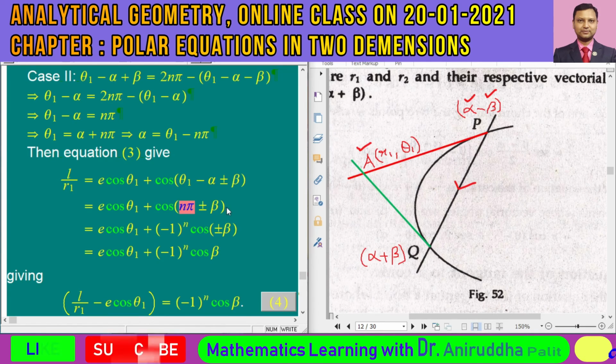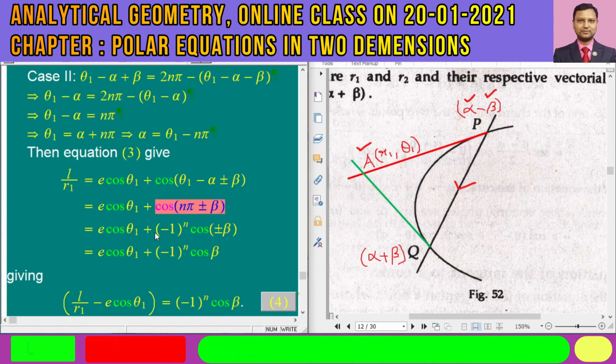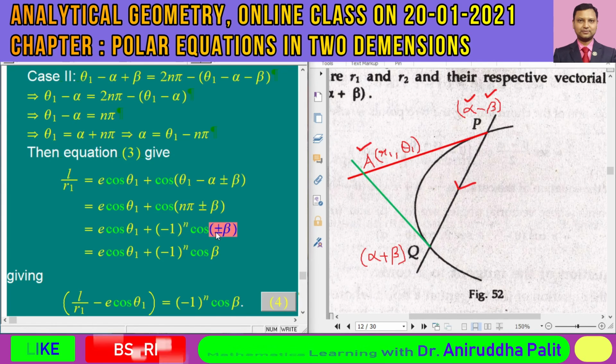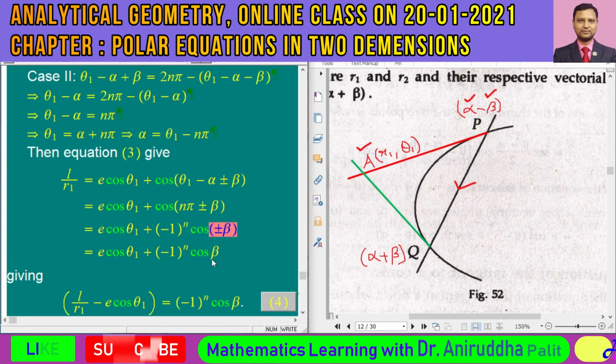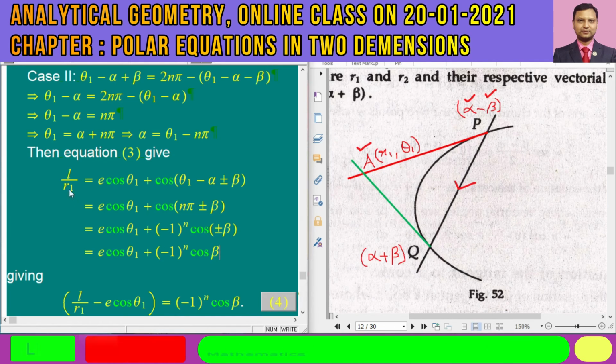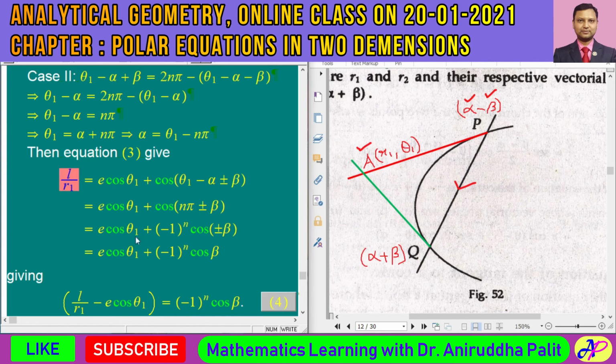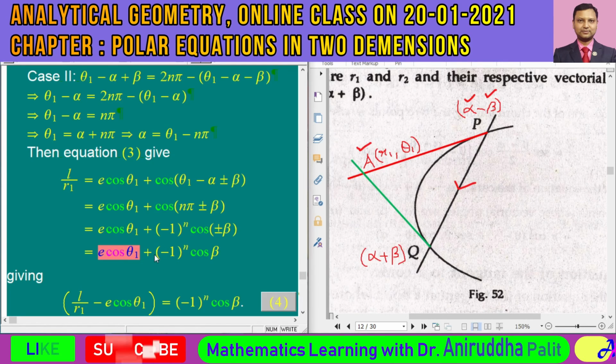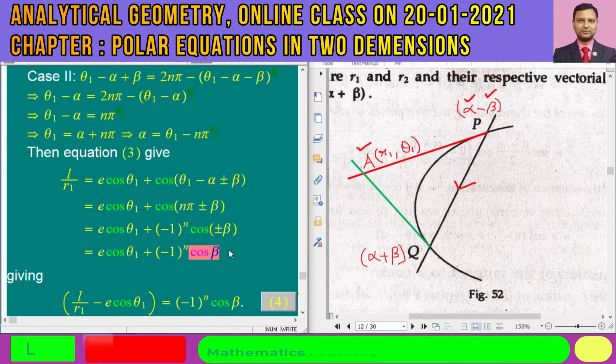Therefore, we ultimately get cos of n pi plus minus beta, that should be equal to minus 1 whole to the power of n multiplied by cos of plus minus beta, and cos of plus minus beta is simply cos of beta. So we ultimately get this result, that L by R1 is equal to E cos of theta 1 plus minus 1 whole to the power of n into cos of beta.